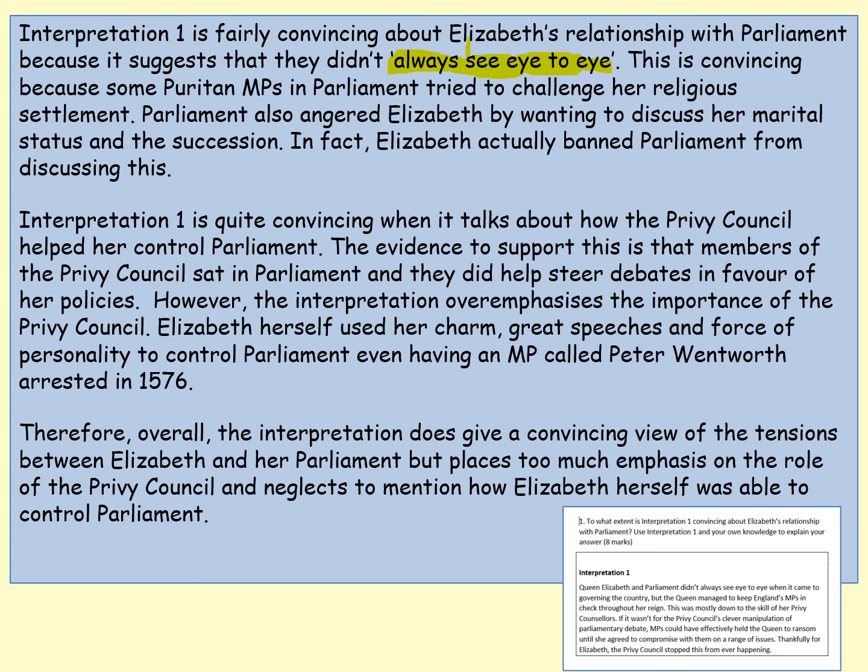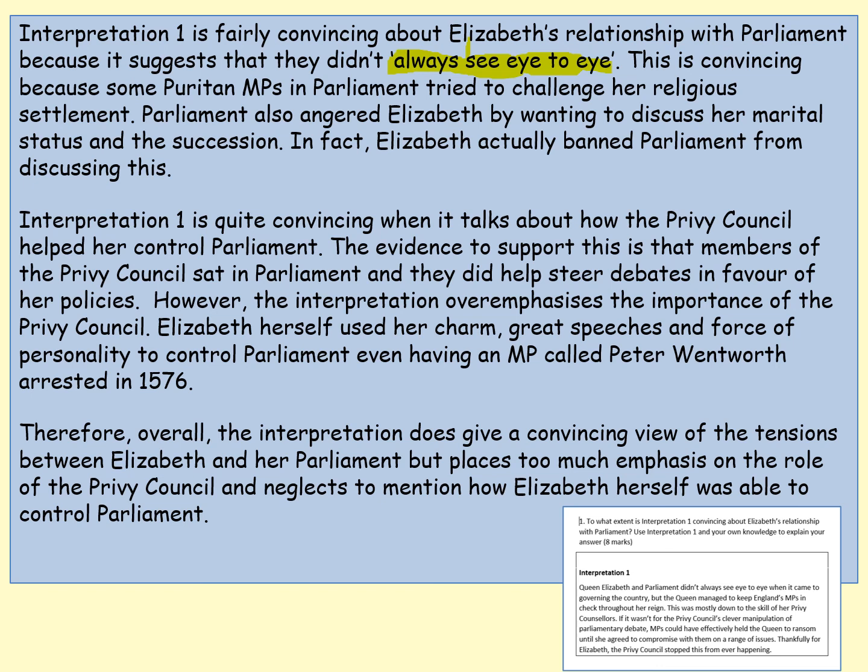Interpretation 1 is quite convincing when it talks about how the Privy Council helped to control Parliament. The evidence to support this is that members of the Privy Council sat in Parliament and did help steer debates in favour of her policies. However, the interpretation overemphasises the importance of the Privy Council. Elizabeth herself used her charm, great speeches and force of personality to control Parliament, even having an MP called Peter Wentworth arrested in 1576. So you've got kind of evidence that both agrees and disagrees with the interpretation.